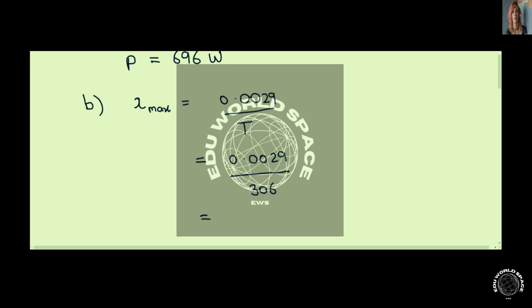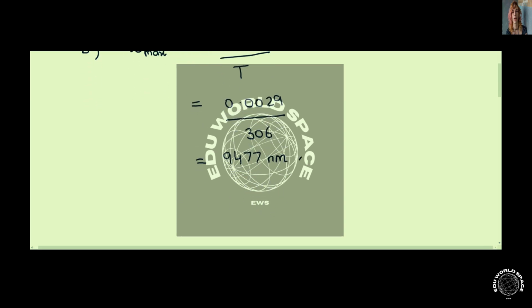And this evaluates to 9477 nanometers, which is about in the infrared range of the electromagnetic spectrum.